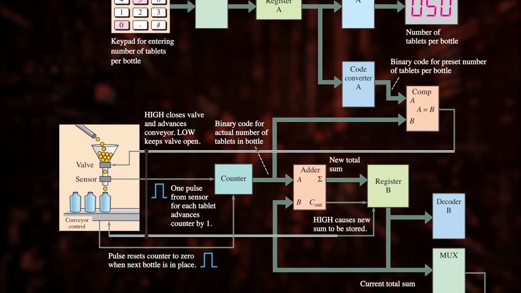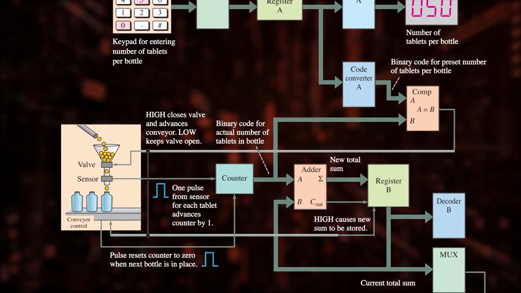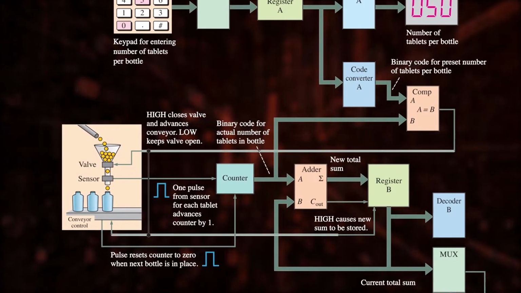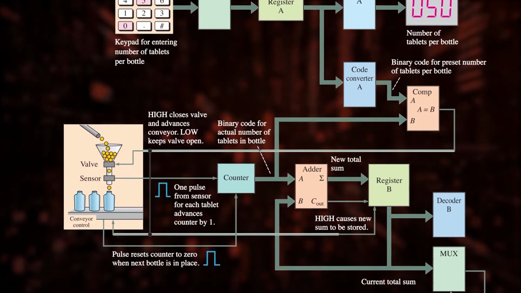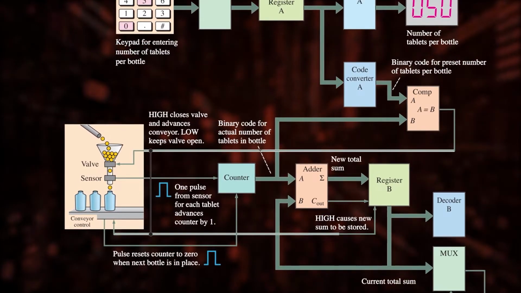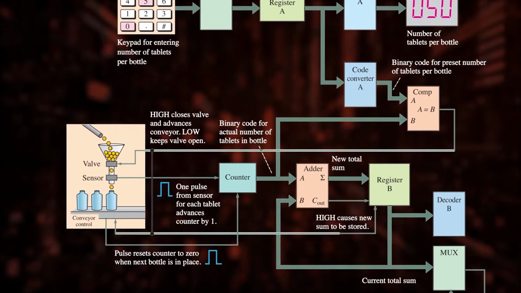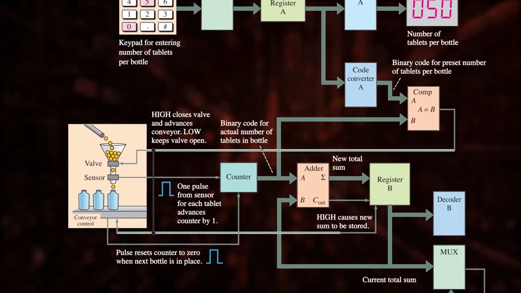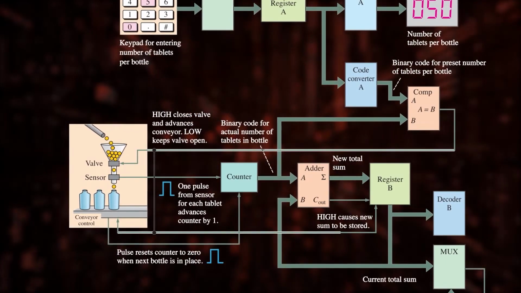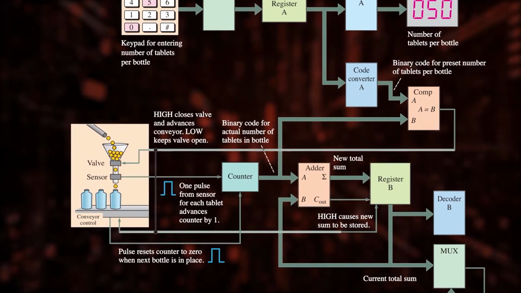When the bottle is placed in the right position, the conveyor control issues a pulse. This makes the counter reset to 0 and then the B input of the comparator will become 0. This causes the comparator to produce a low output and hence the valve is opened again, and filling of tablets starts in the next bottle. This is the second phase of the system.